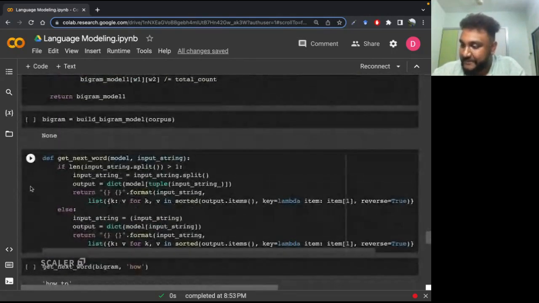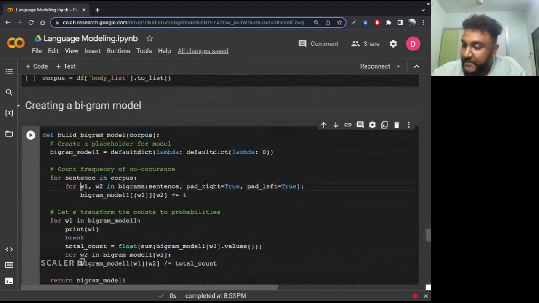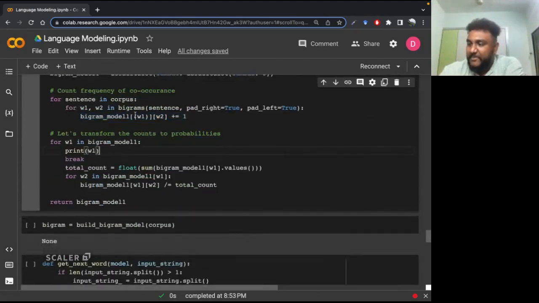Let us quickly see how that's happening. So for W1, W2 in bigrams of sentence, right? For sentence in corpus. So I'm iterating through every sentence in my corpus. I'm basically saying for every word pair inside this, I'm saying bigram model of W1, W2 plus equal to 1, right? So all I'm doing here is basically I'm incrementing the frequency of that. Now to calculate probabilities over here, all I have to do is I have to divide these frequencies by the total count, right? That's all I have to do. So this is how I'm going to do it. And this gives me my bigram model.